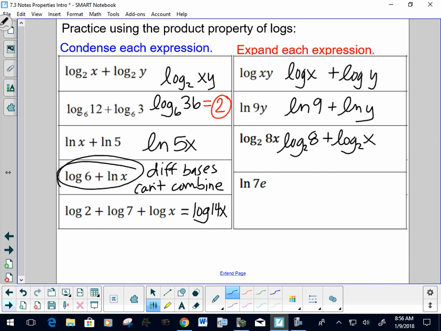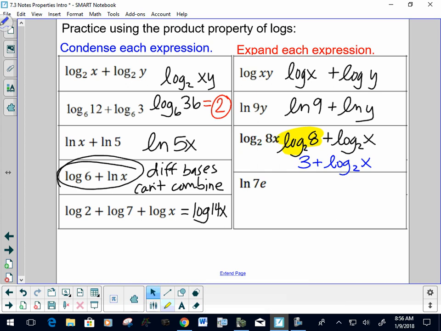Now this one, if you notice, you might have thought, hey, I know the log base 2 of 8. Or maybe you didn't think that, but it's okay if you didn't. But log base 2 of 8 is a whole number. Log base 2 of 8 is asking you what power of 2 is 8, and 2 to the third power is 8. So we could simplify this to 3 plus the log base 2 of x.